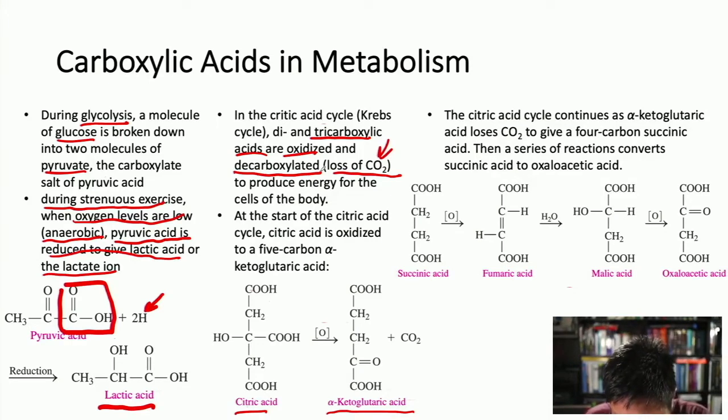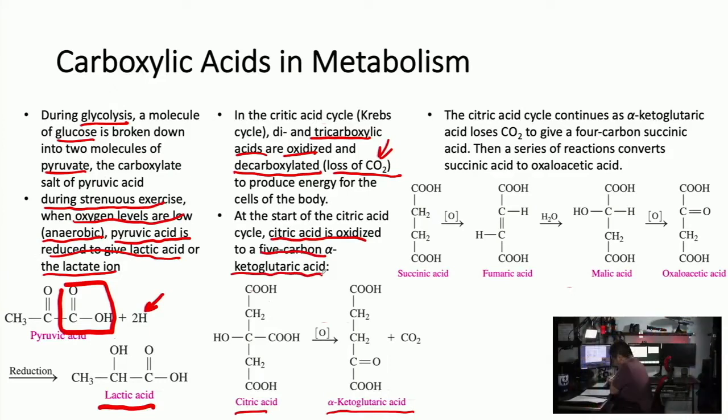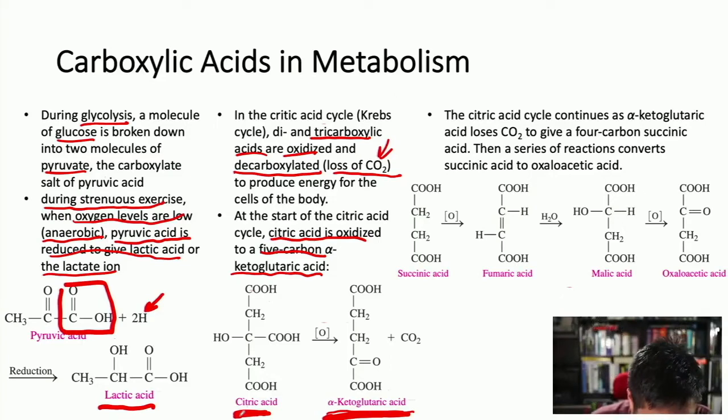But at the start of the citric acid cycle, citric acid is oxidized to a 5-carbon acid, right? So here it is right here, citric acid, and citrate is getting oxidized to alpha ketoglutarate, right? And it looks like there's only one step here, but in fact there's many steps between here and here. Many enzymes have to take their chance at working on citrate before it actually becomes alpha ketoglutarate, and then you'll get CO2, right? So multiple steps in between.